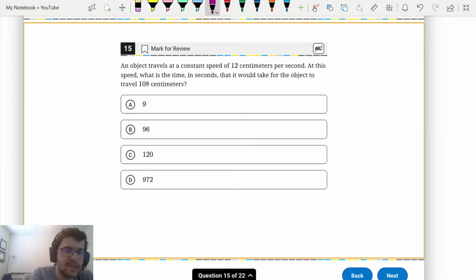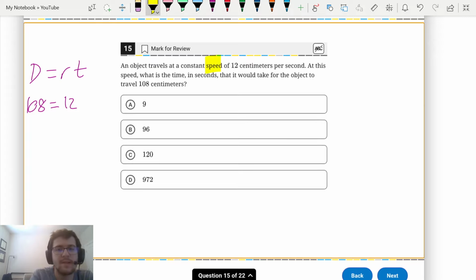Okay, so this is distance equals rate times time again. The distance is 108, and the rate is 12 centimeters per second, so 12. Remember, speed usually means rate. And t, so we're going to divide both sides by 12, and we get t equals 9. So the answer is A.